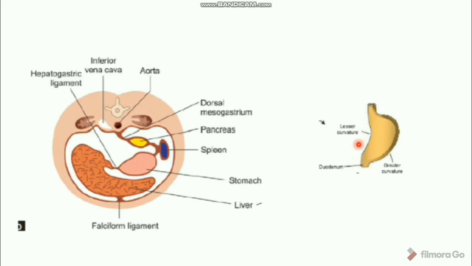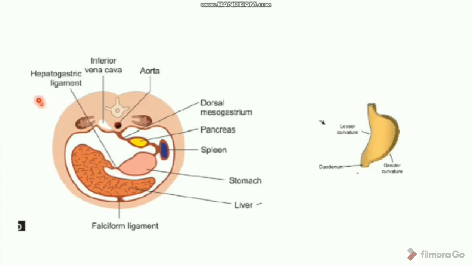And the right wall, which is not growing as much and is not keeping up with the competition, is now smaller, and that's called the lesser curvature. Now, the right wall, as I told you, is in relation with the liver here, and the ligament which will be connecting the lesser curvature with the liver will be called the lesser omentum. The hepatogastric ligament itself is connecting the right wall with the liver.